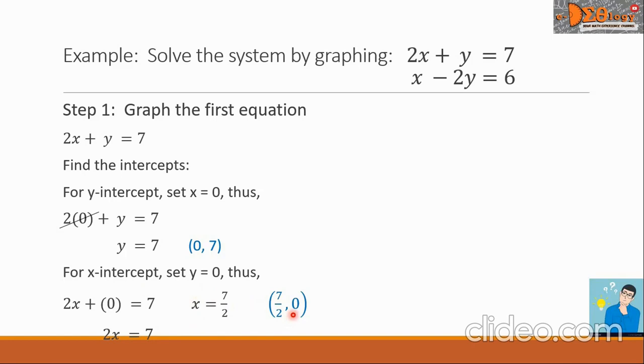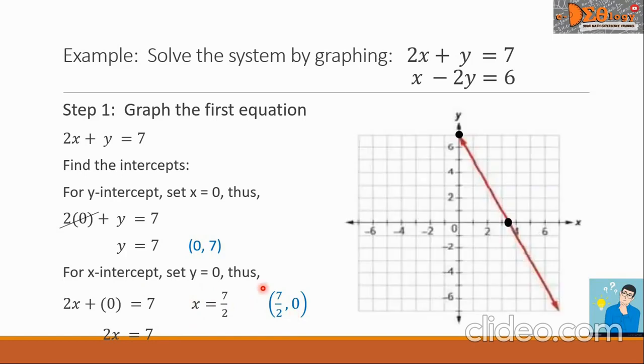Now, let us draw the line. Let us plot the intercepts. The x-intercept is the point where the line touches the x-axis. So this point (7/2, 0) is this point. While the point (0, 7) is the y-intercept, the point where the line touches the y-axis, and this is the point. And then let us connect these 2 points by a line. So this line here is the graph of the first equation.